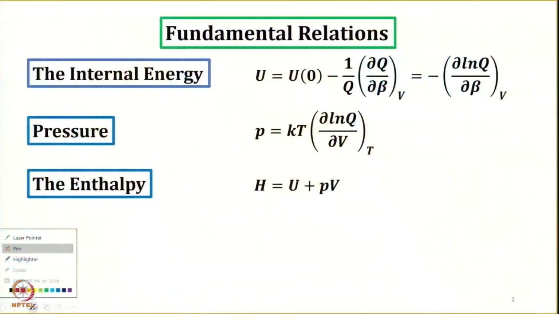We will need the earlier derived expressions. For example, U is equal to U0 minus 1 by Q del Q by del beta at constant volume, which is equal to U0 minus del log Q by del beta at constant volume. We have also derived the expression for pressure, del log Q by del V at constant temperature. Now it is the turn for enthalpy.